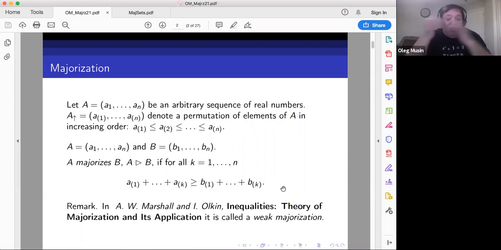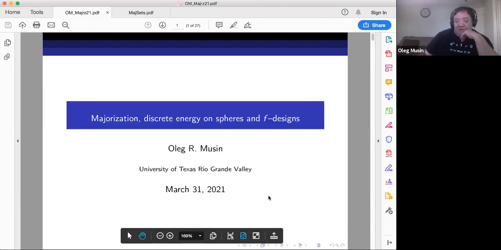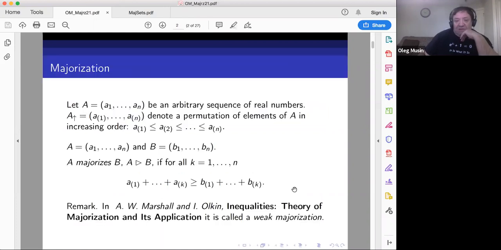Of course, not all sequences are comparable. There are incomparable sequences, so we have two possibilities: one majorizes the other, or they are incomparable. There is a classical book, the Marshall-Olkin, Inequalities: Theory of Majorization and Its Applications. It's a nice book, but in this book it is called weak majorization.